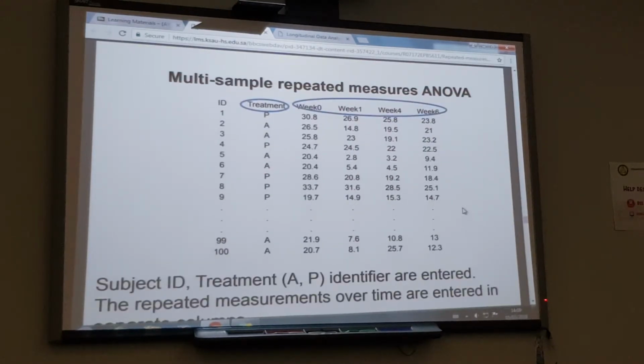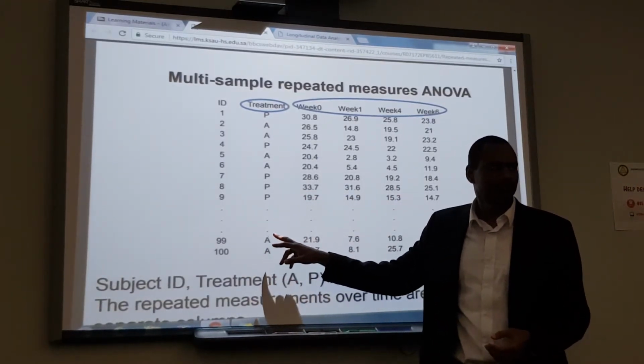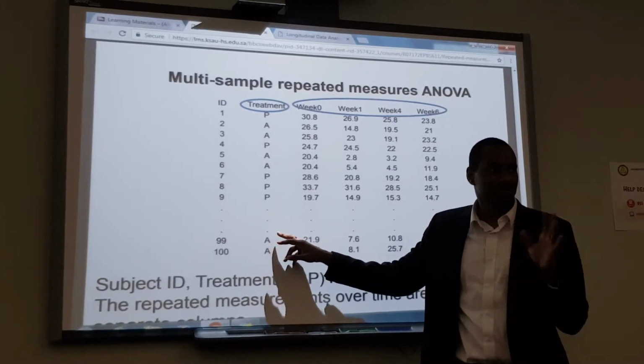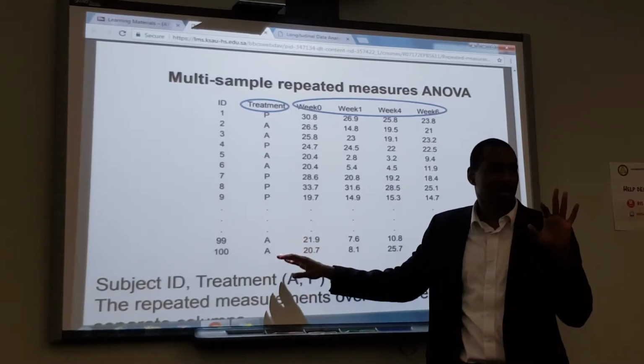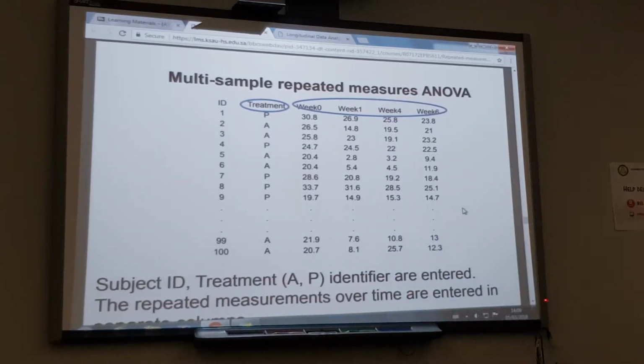This is the scenario. Is it working for you? No? This is a 2 sample, isn't it? If I have another treatment C, this is a multi-sample with what? 3 samples. If I have CD included, this is a 4 sample, right?